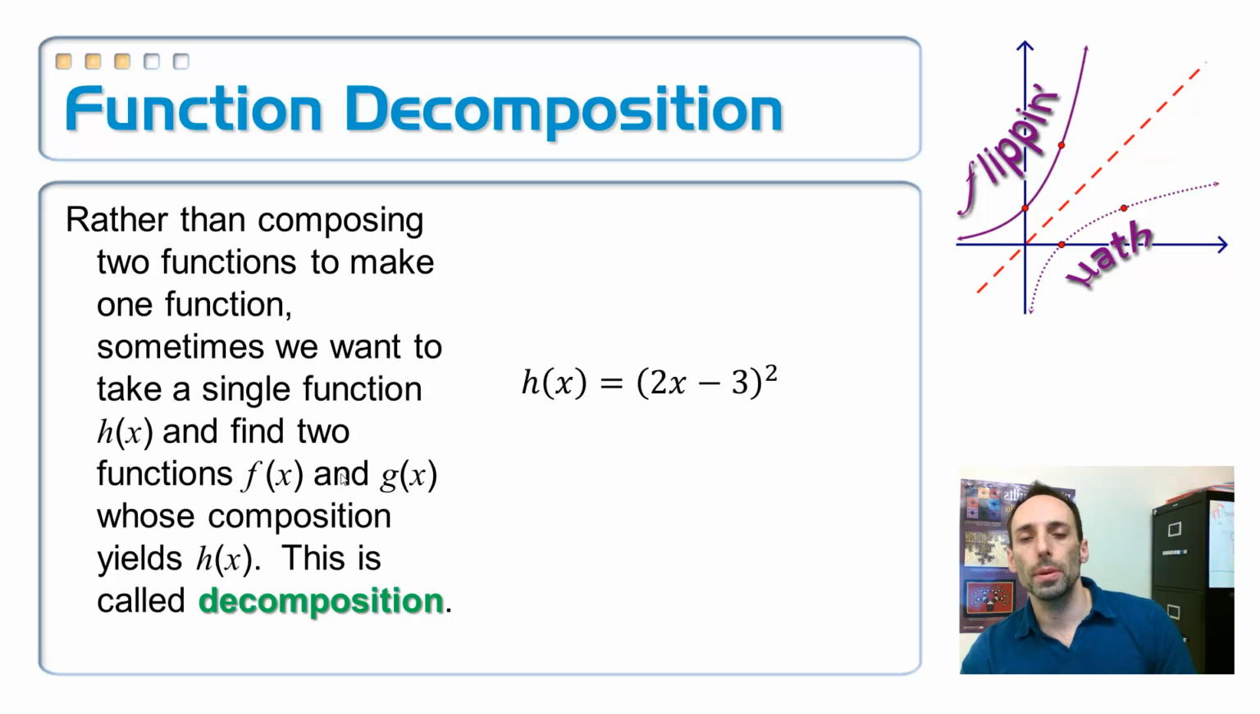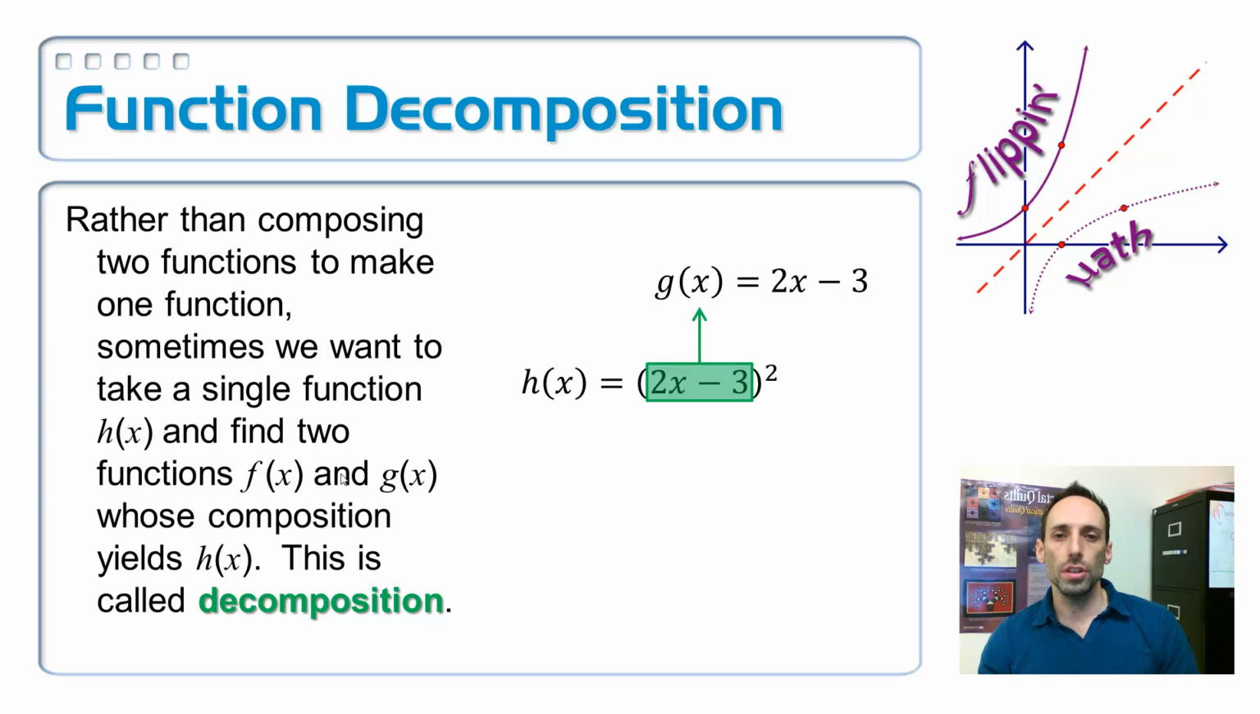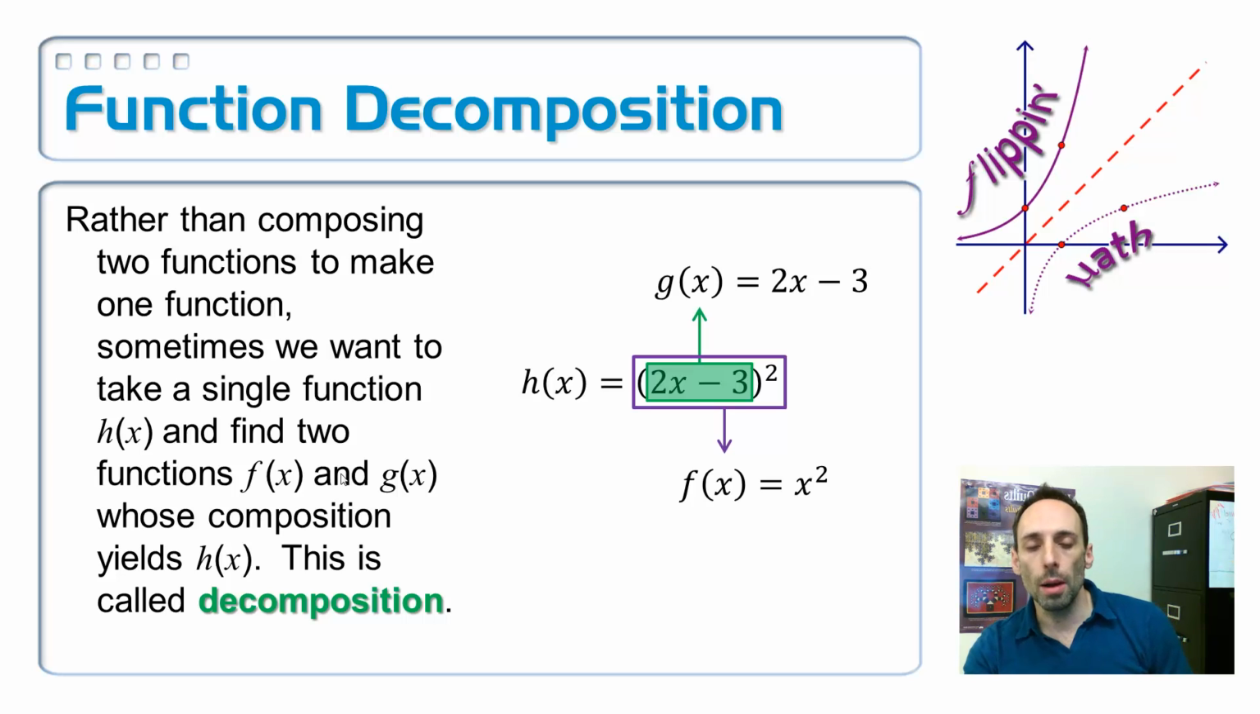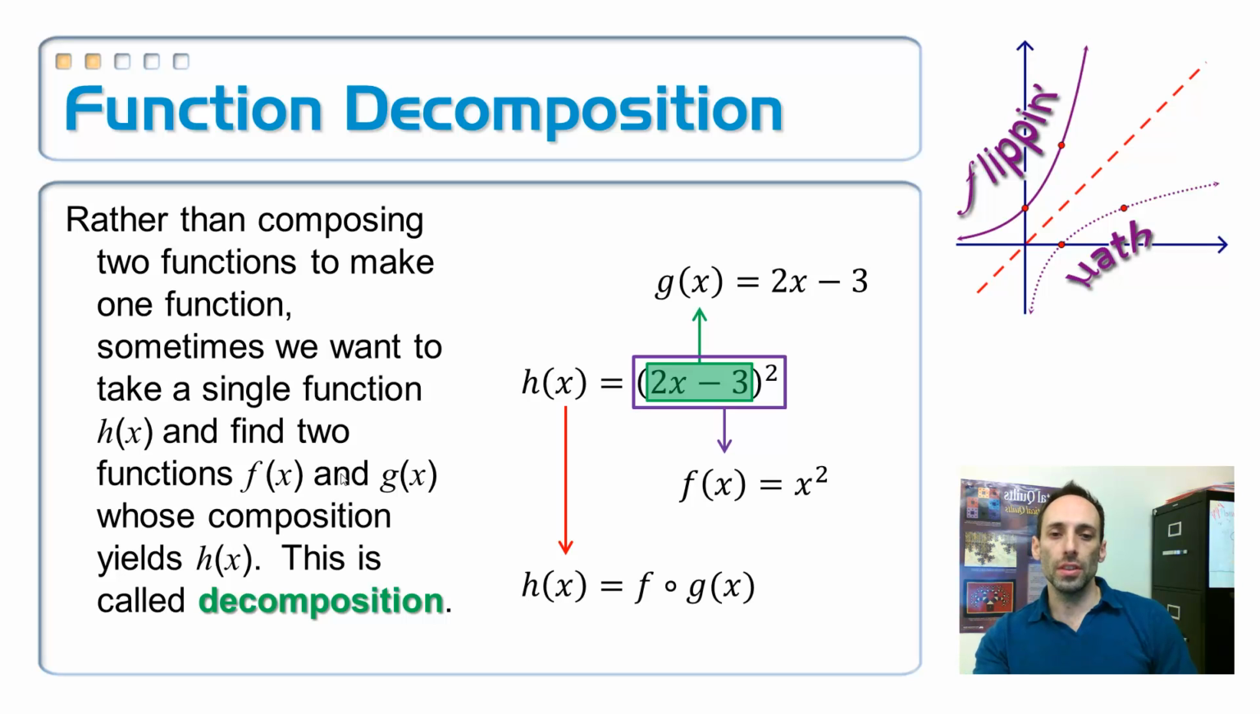I can break this up as two different functions. Look at the one that's just inside the parentheses. I can see that as a function, 2x minus 3. Let's just call that g of x. In order to make the h of x function, that one has to be squared. So on the outside, the exterior function is just x squared. So the decomposition would proceed in this order, that g of x has to be the interior function, and then f of x is the exterior function.